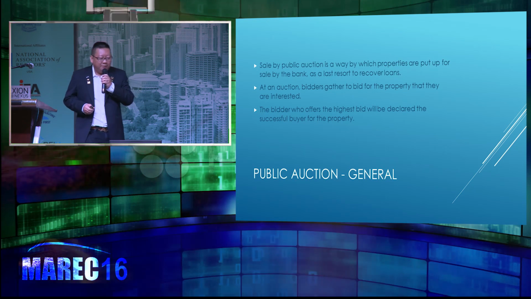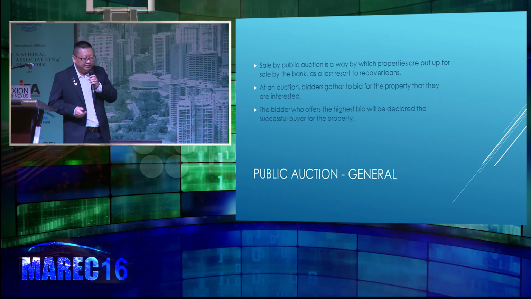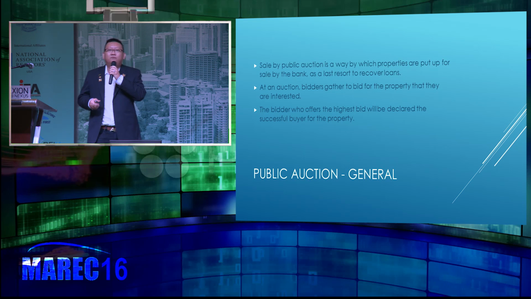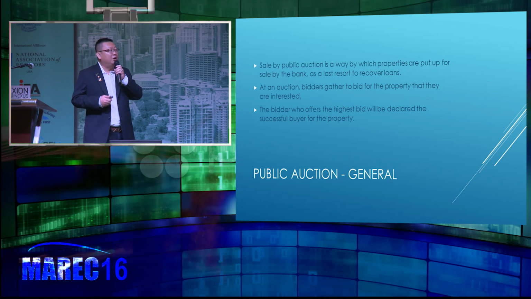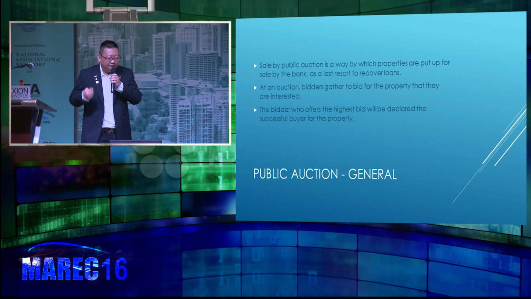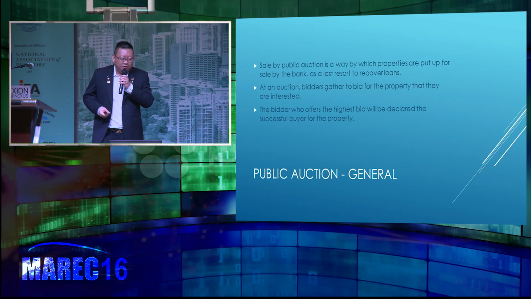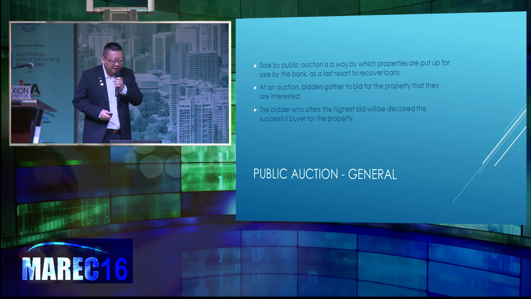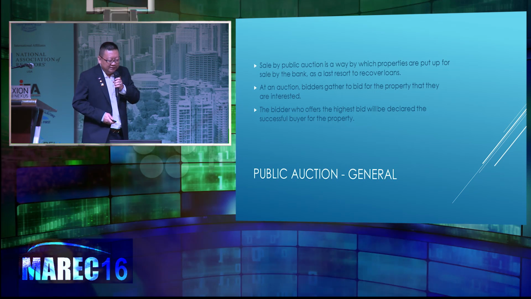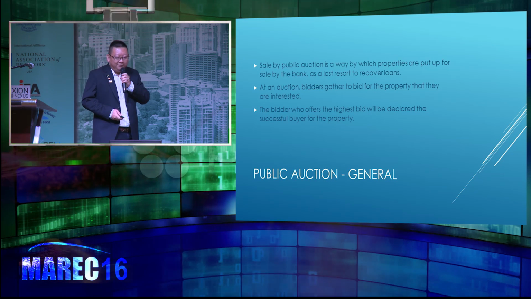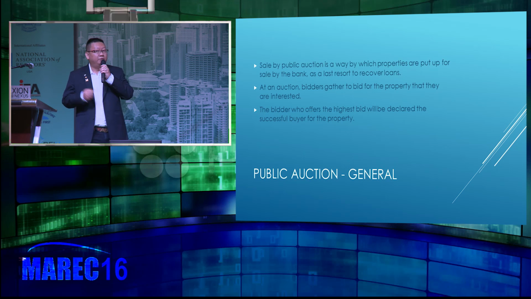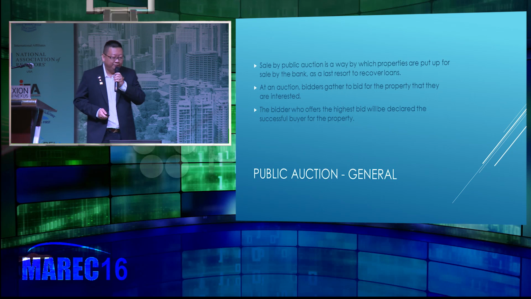All right. After that, sale by public auction is a way by which properties are put up for sale by the bank as a last resort to recover the loans. This is the most conventional public auctions we are facing every day right now. And at an auction, bidders gather to bid for the property that they are interested in, and the bidder who offers the highest bid will be declared the successful buyer for the property. Very straightforward so far, all right?